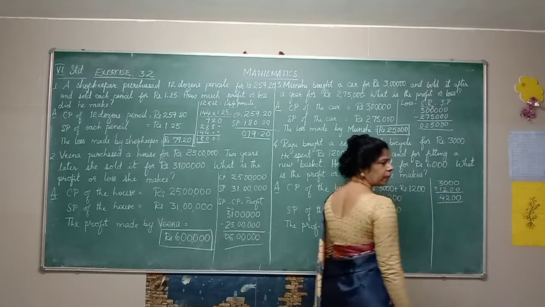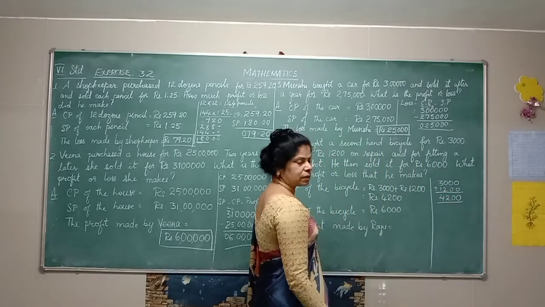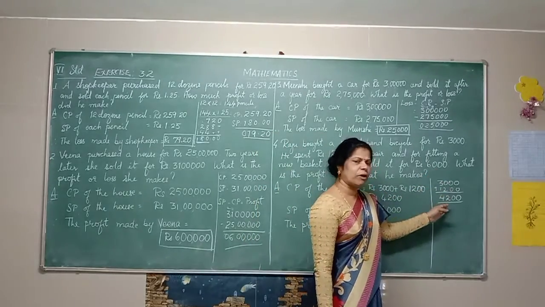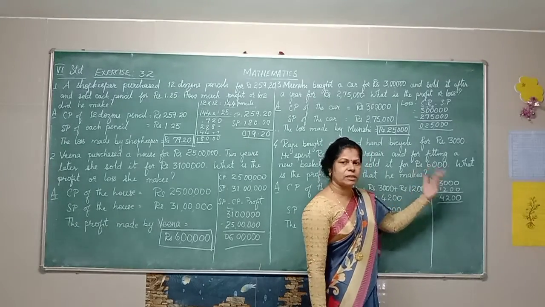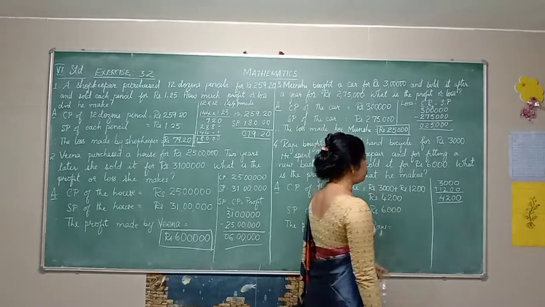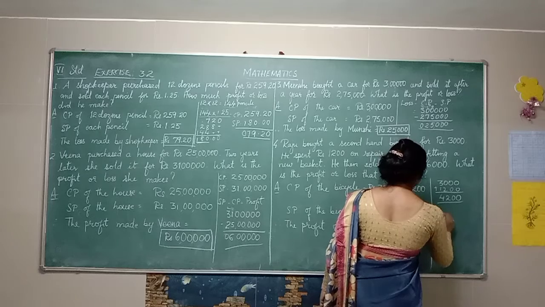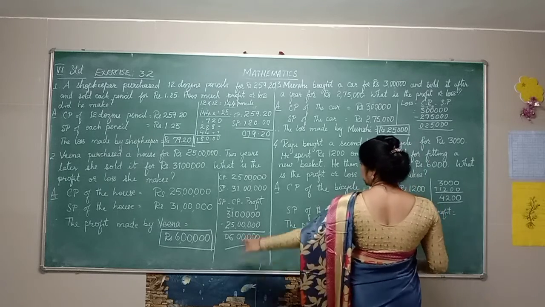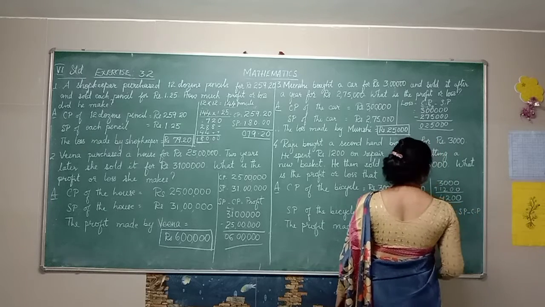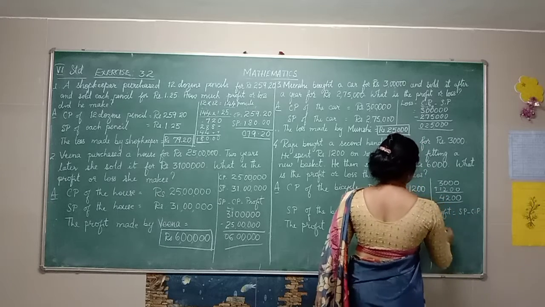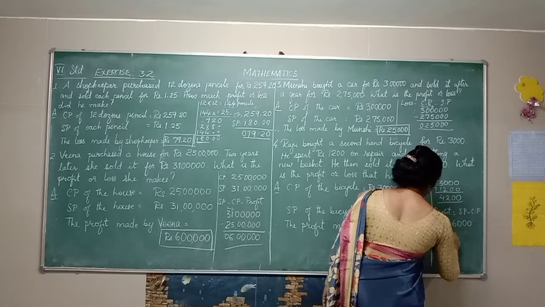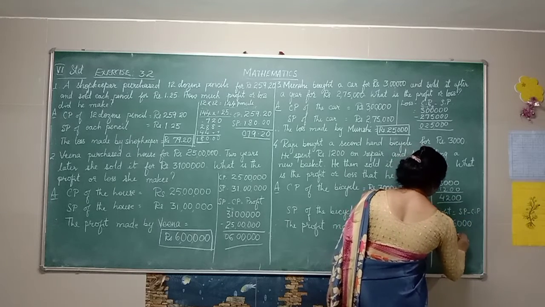Now what is he doing? He is selling it for 6,000. He has got it for 4,200 and he is selling it for 6,000. So it is very clear that he has got a profit. Profit is equal to selling price minus cost price. So that is equal to selling price 6,000 minus cost price 4,200.